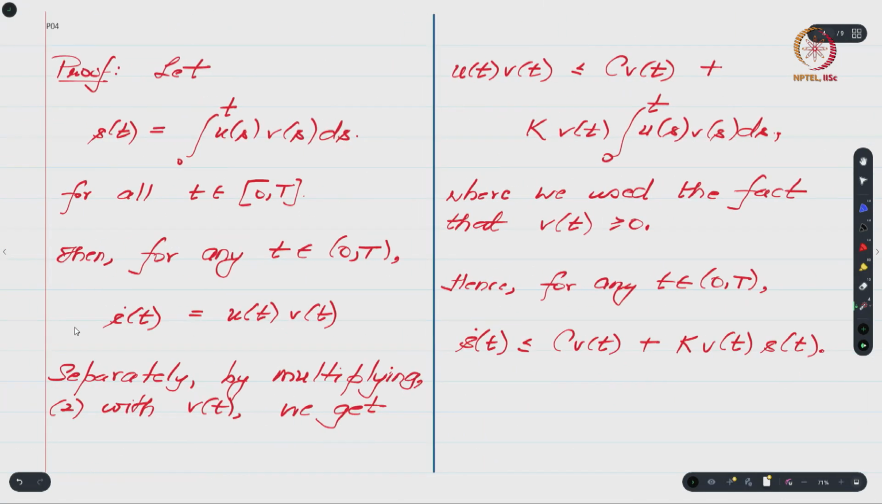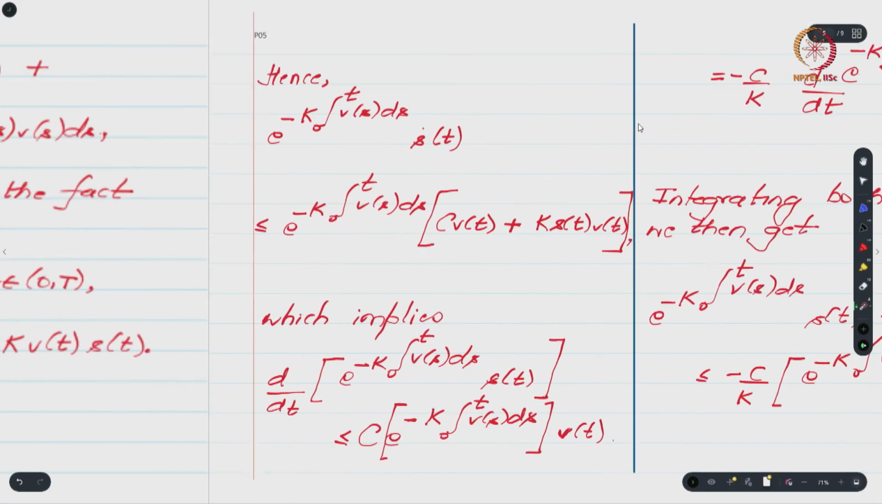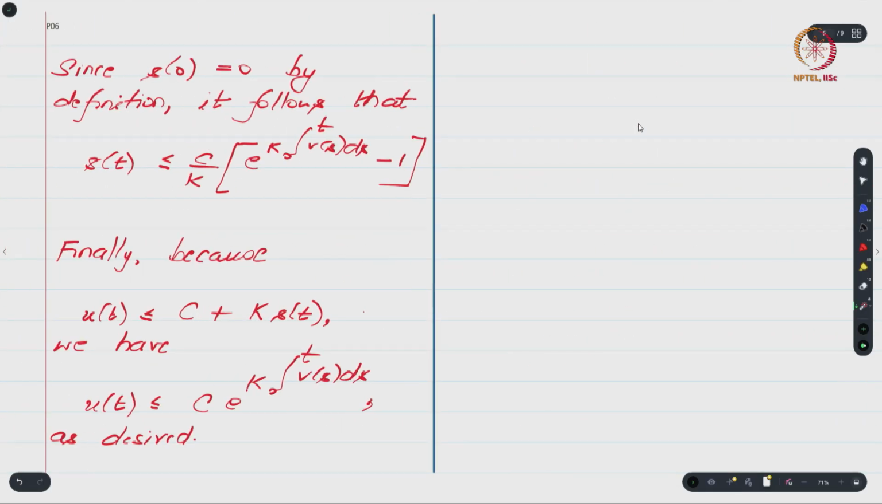But if you recall, the given condition was that u of t satisfies some relation like this, and we had defined this to be S of t, and since we now have an upper bound on S of t, that upper bound can be used to derive an upper bound on u of t, and this is exactly what we do. We have an upper bound on S of t, and we know that u of t is upper bounded by this expression. So if you substitute this upper bound over here, we end up with this inequality as desired. So this is the proof of the Grönwall inequality.